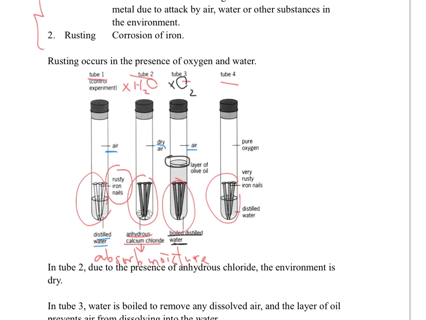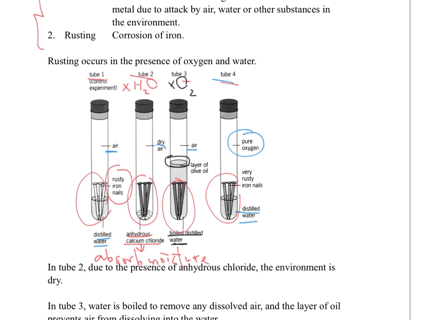And the last tube, we have pure oxygen. Not air, pure oxygen. That means it supplies gas with 100% oxygen. And also distilled water again. We have some water here. And you'll find that the result will be very rusty iron nails. That means it rusts more than tube 1.